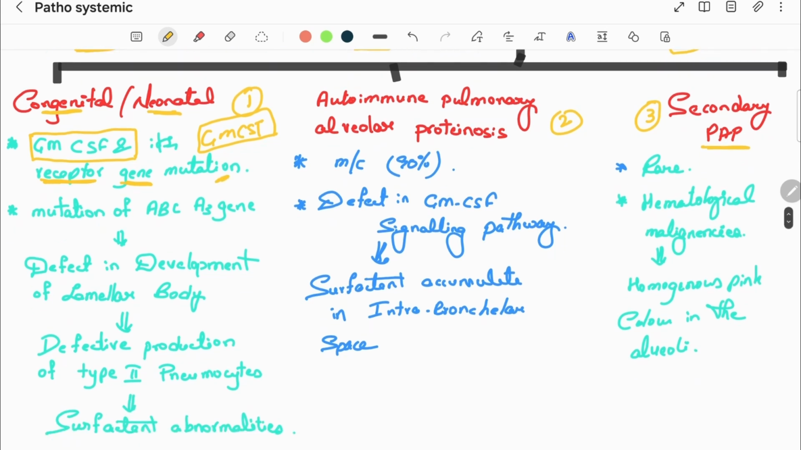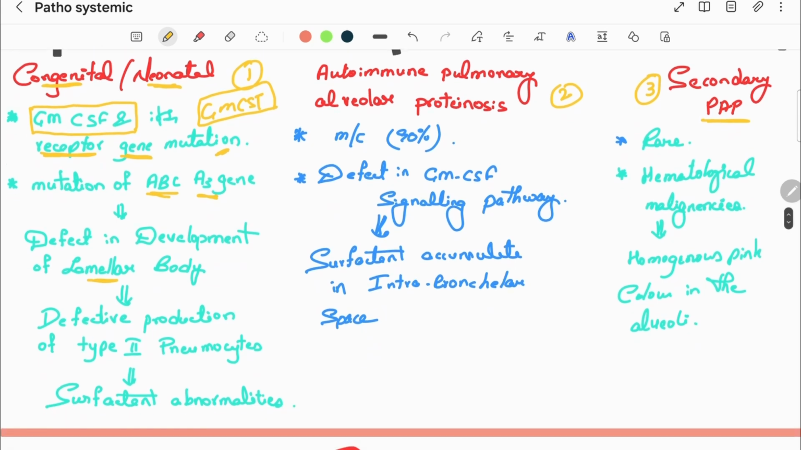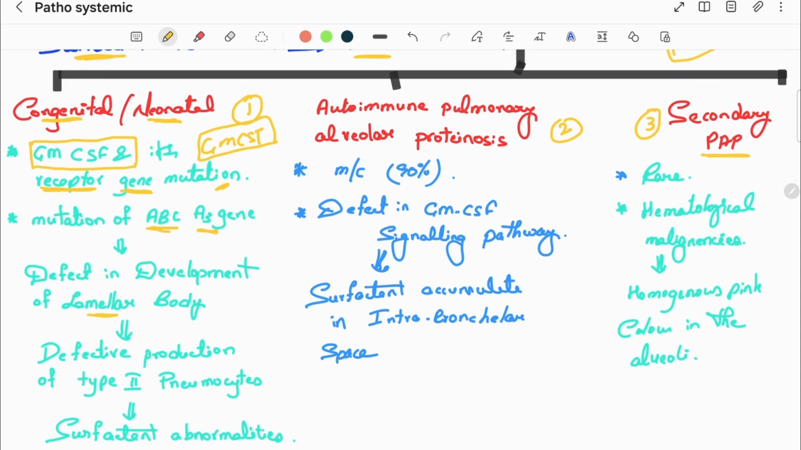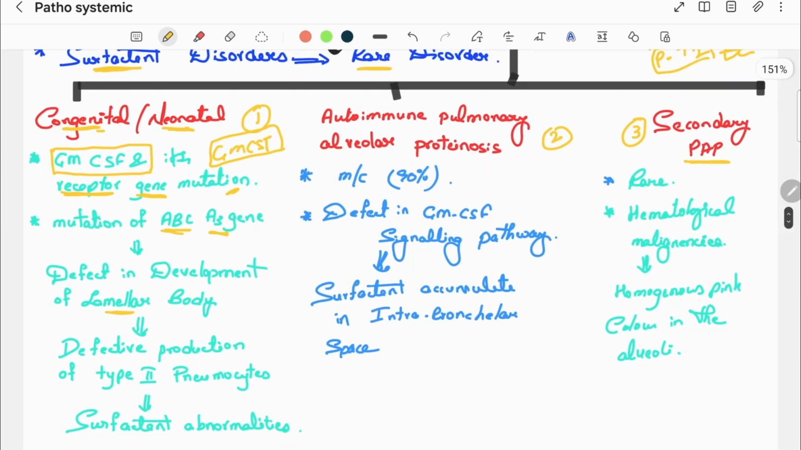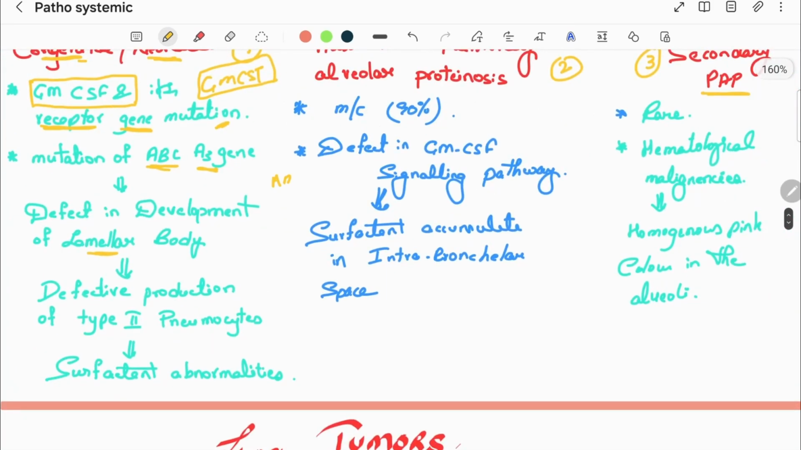Okay, so let's see the pathogenesis. There is mutation in the ABCA3 gene because of which there is a defect in development of the laminar body. So it affects the production of type 2 pneumocytes, which results in surfactant abnormalities. These are the steps involved in congenital or neonatal pulmonary alveolar proteinosis. Okay, first there is a defect in the ABCA3 gene because of which the laminar body is not getting developed. So pneumocytes type 2 are getting affected, due to which surfactant is not produced much.